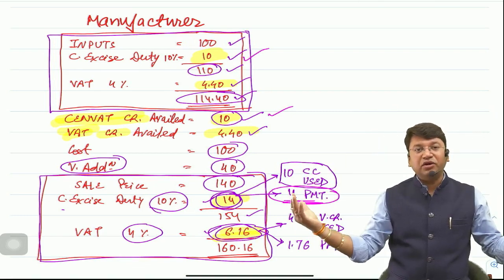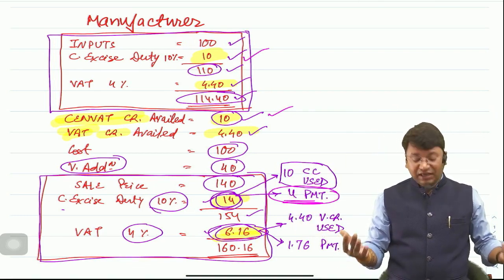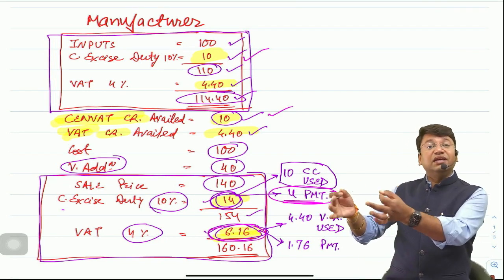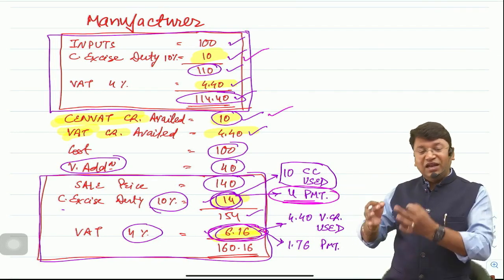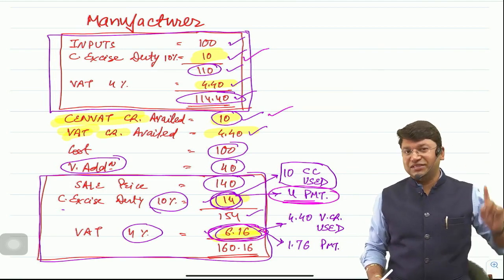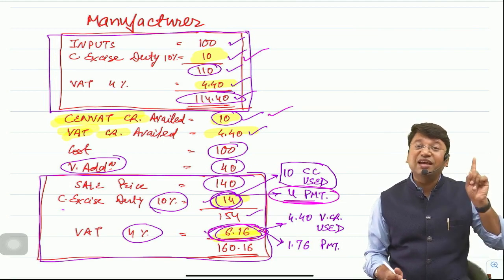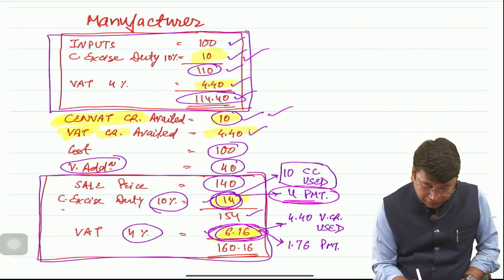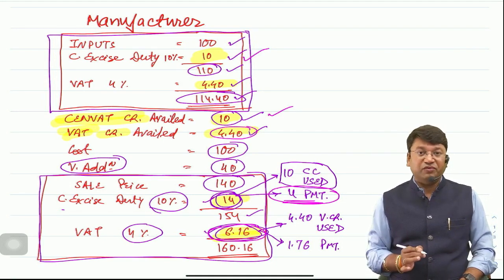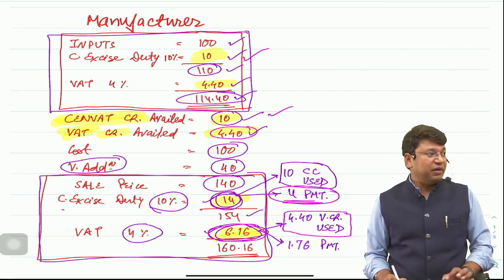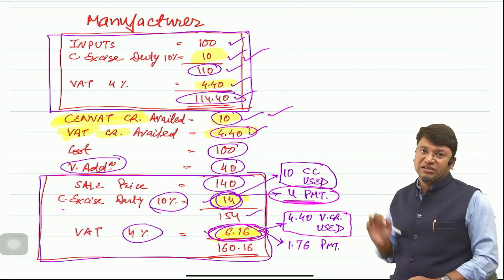Now the same point comes for VAT. The VAT liability is 6.16. He has collected the 6.16 from the customer. He will have to pay the 6.16 to the state government. While paying 6.16 to the state government, he has a credit of 4.40 available with him. He will utilize this VAT credit of 4.4 to make the payment of the 6.16 liability.